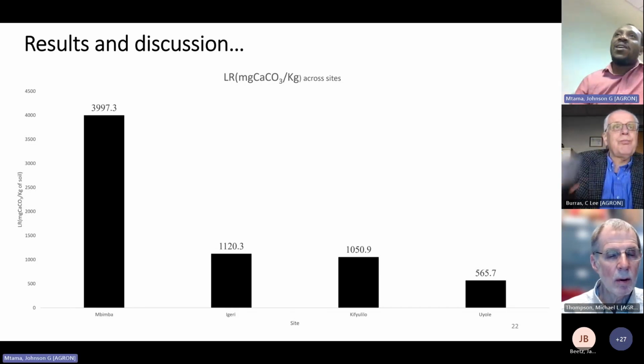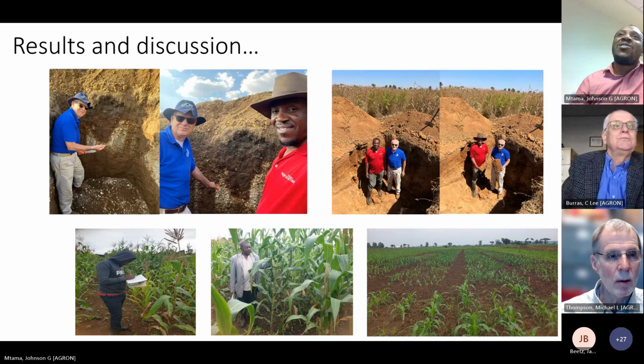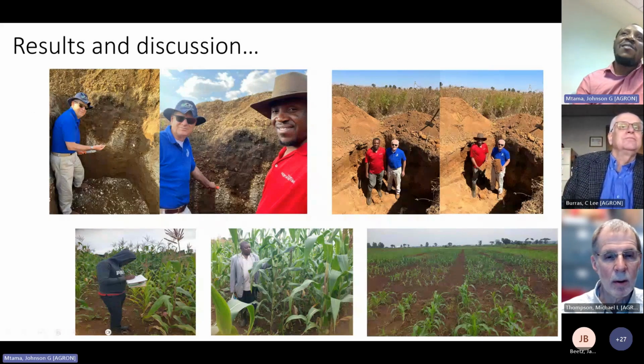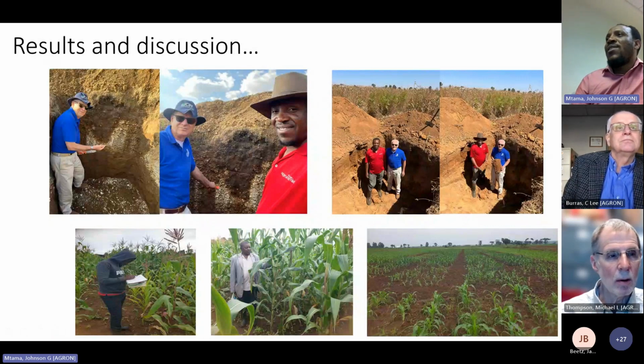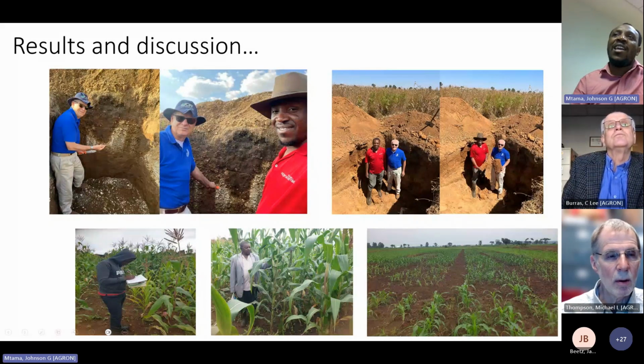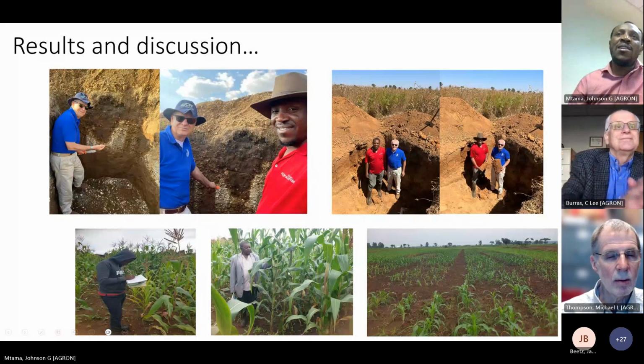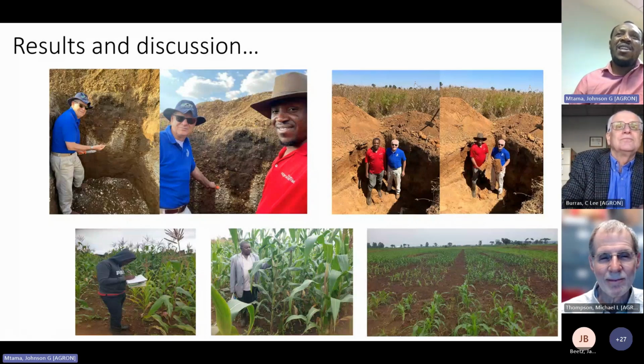These are the nice profile pictures we had. We have the Andic pedon in the Uyole site, and we have this site in Mbimba, which is very high in clay content. And then here are my experimental sites being run in Tanzania at different stages. These folks are helping me with data collection. I gave them the protocols so they have the key parameter data I need to help me discuss well the effect of lime on corn productivity in these acidic soils of Tanzania.